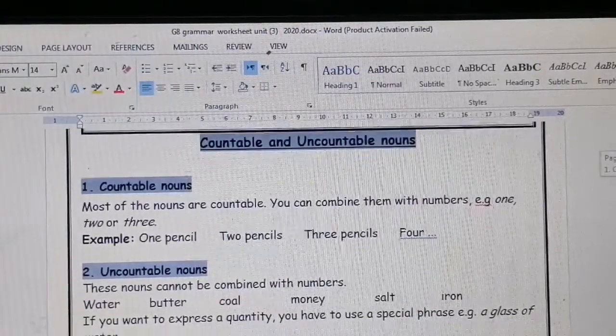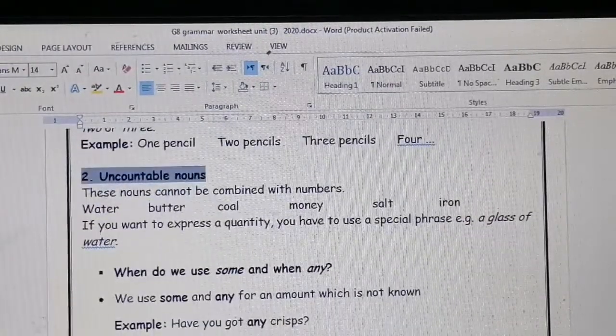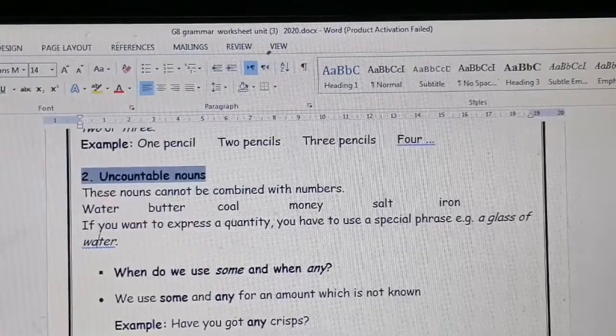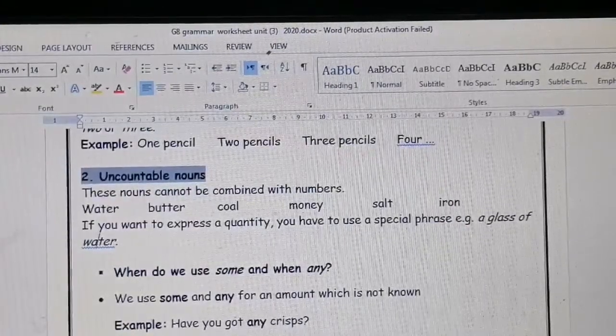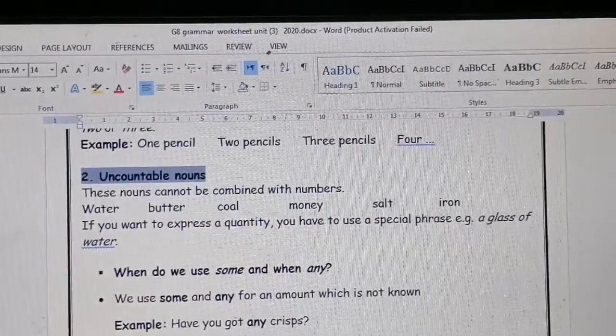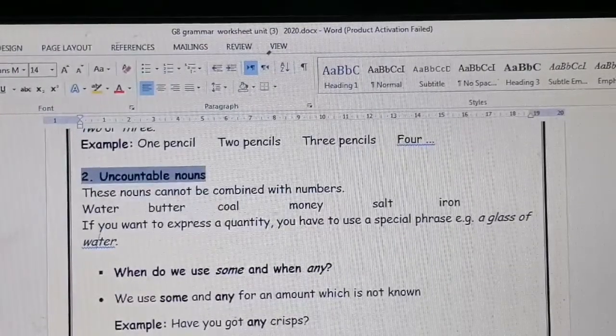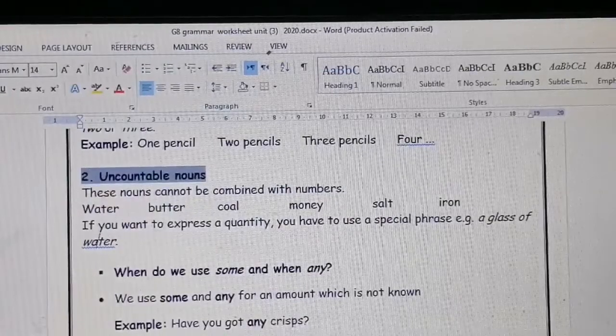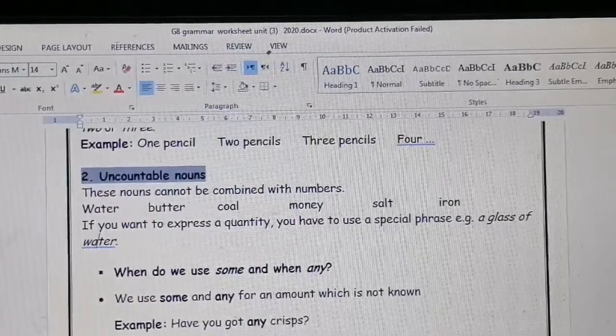Okay? Number 2, uncountable nouns. These nouns cannot be combined with numbers. We can't count them, like water, butter, coal, money, salt, iron. If you want to express a quantity, you have to use a special phrase, for example, a glass of water.